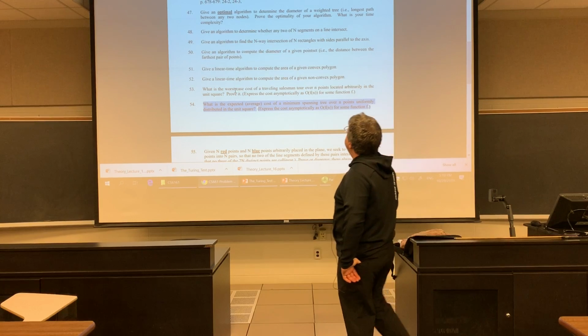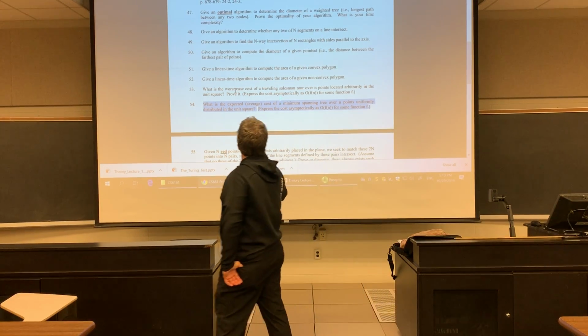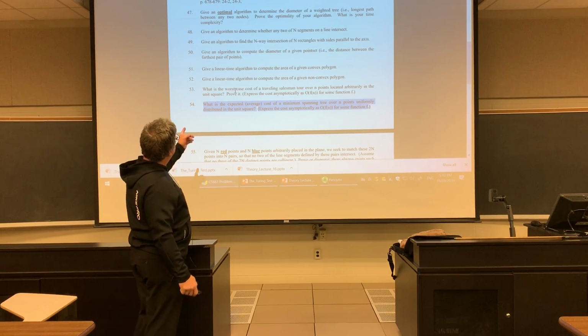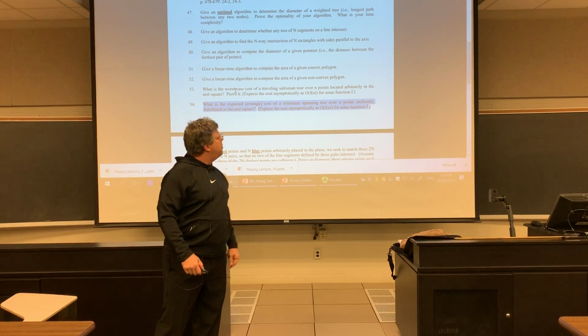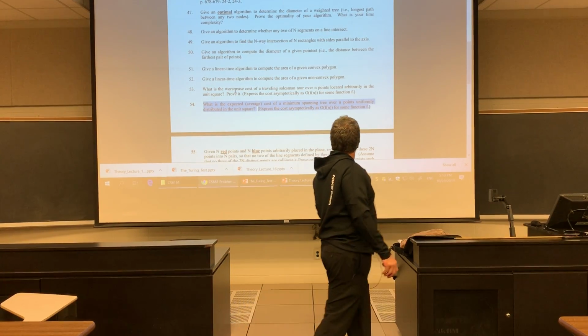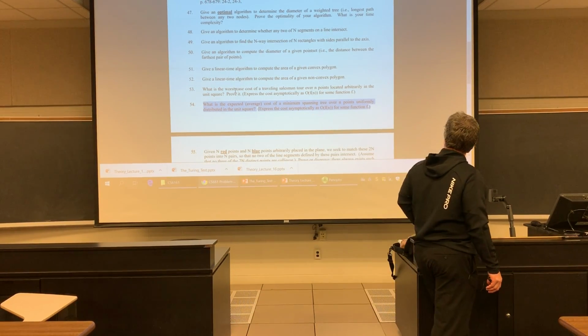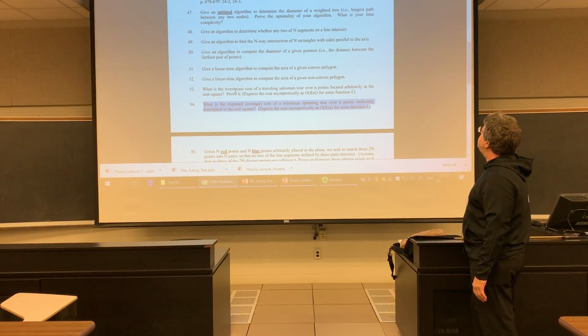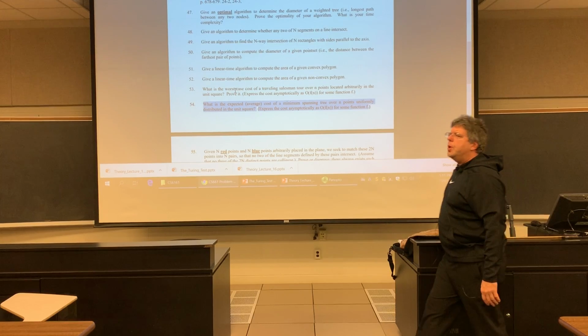So let's do this one. This is from the third problem set. What's the expected cost of a minimum spanning tree over endpoints uniformly distributed in the unit square as a function of the number of points? So what does that mean?